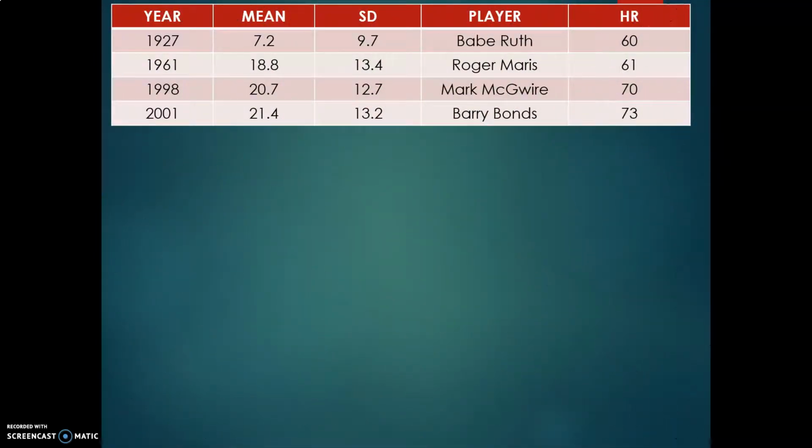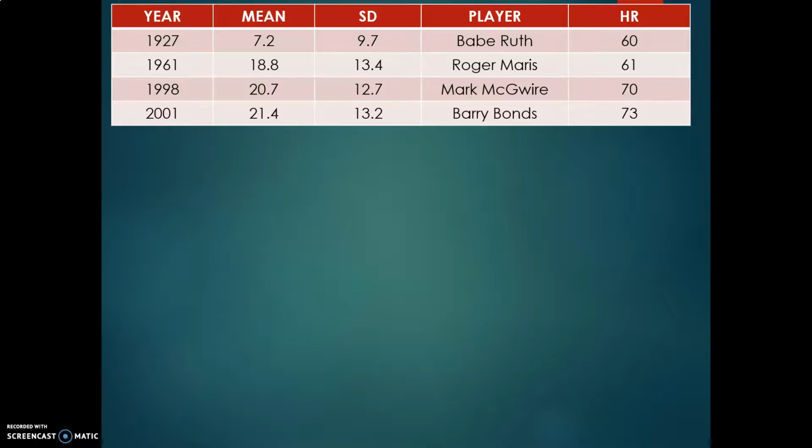So we went through and we got the mean and the standard deviation for each year. In 1927, the average baseball player hit 7.2 home runs with a standard deviation of 9.7. In 1961, it was 18.8 with a standard deviation of 13.4. In 1998, it was 20.7 for the average with a standard deviation of 12.7. And in 2001, it was 21.4 with a standard deviation of 13.2.